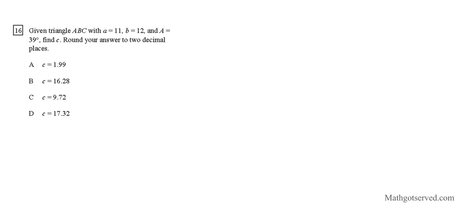All right, let's take a look at question 16. So it says, given triangle ABC with little a equals 11, little b equals 12, and big A equals 39 degrees, find little c, round your answer to 2 decimal places. So what we're going to do here is draw a shape of the situation. So there goes my standard triangle ABC.